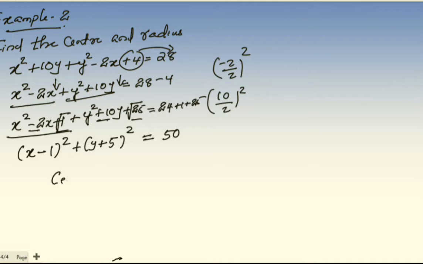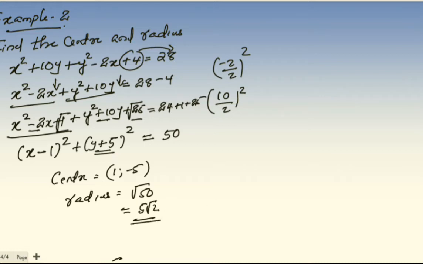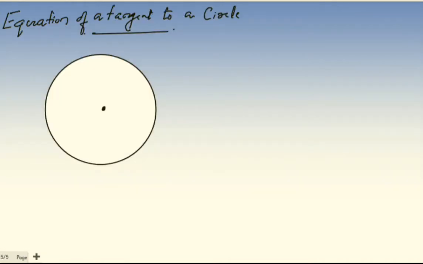So center is 1, minus 5, because of plus 5 there, so I have to write minus 5. Then radius is what? Square root of 50 we can write. In the simplest surd form is 5 root 2. Do you see that? So that's how we do. Now we can move to the equation of a tangent to a circle. How do we find the equation of a tangent to a circle?